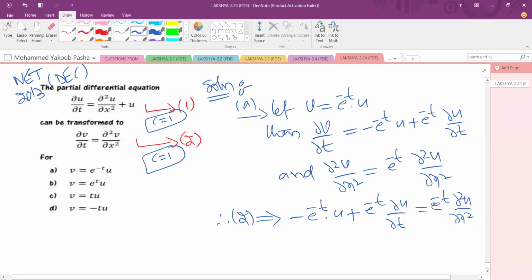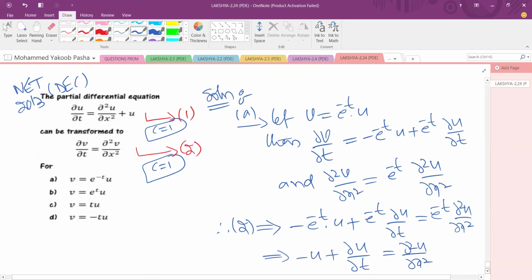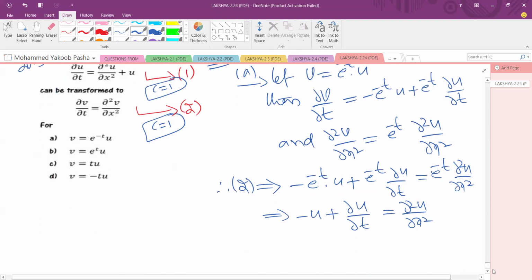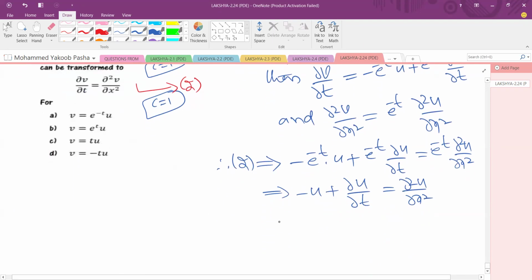Dou square u by dou x square. So here we can take a minus u, e power minus t will be cancelled. So minus u plus dou u by dou t is equal to dou square u by dou x square. In other words, we can write it as dou u by dou t is equal to dou square u by dou x square plus u.